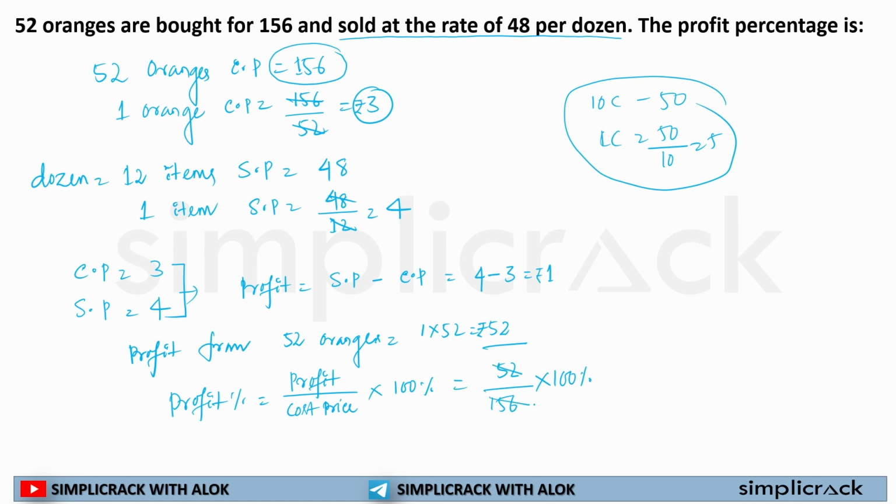And if I solve it, I will get 3. So it will be 100% divided by 3, that is 33.33%. So this is my profit percentage of this transaction. But why do we need to get to this point? This is not necessary.